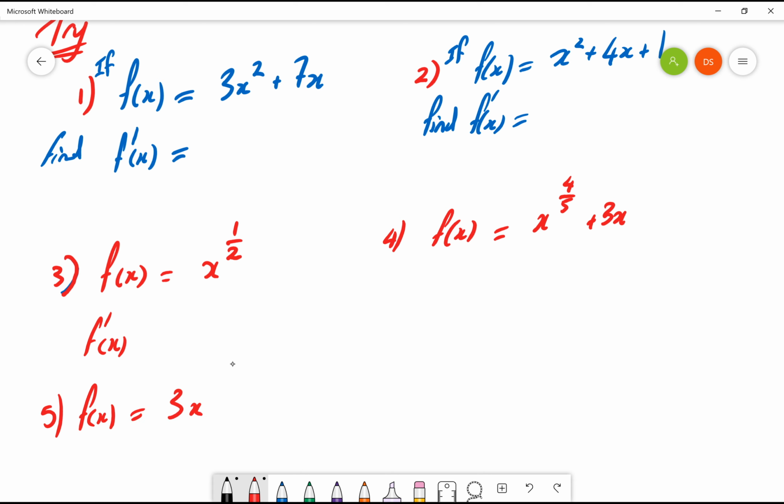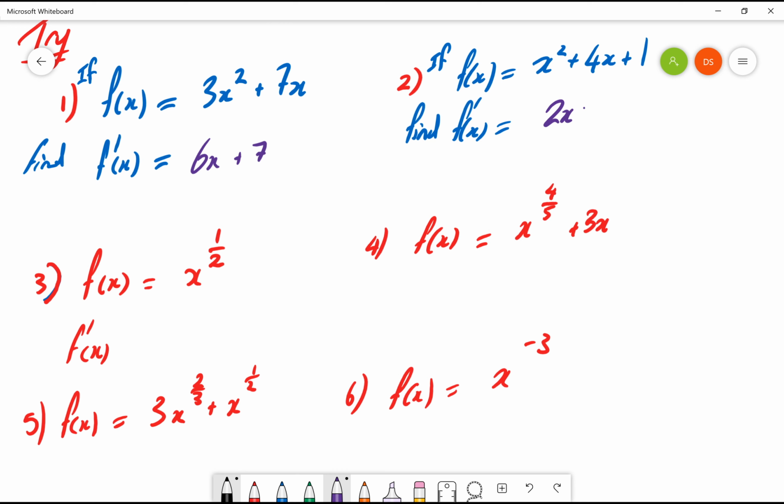Question 5 is f of x equals 3x to the power of 2/3 plus x to the power of 1/2. And 6 is f of x equals x to the power of -3. Okay. So I'm going to write these answers in, and I want to see something really interesting. So this one, 6x plus 7. This one, 2x plus 4.